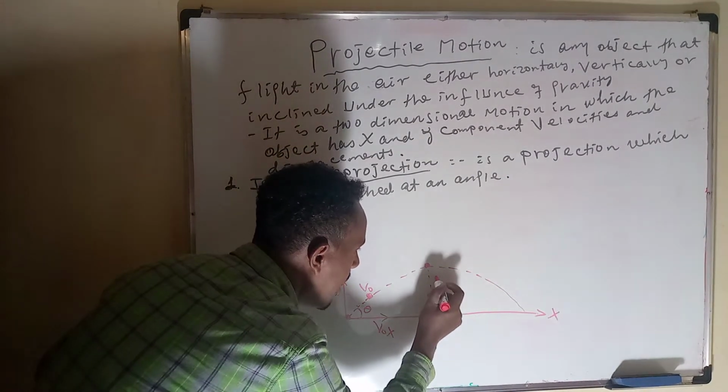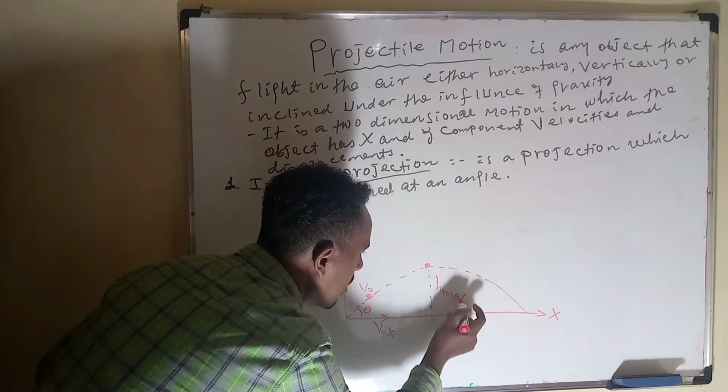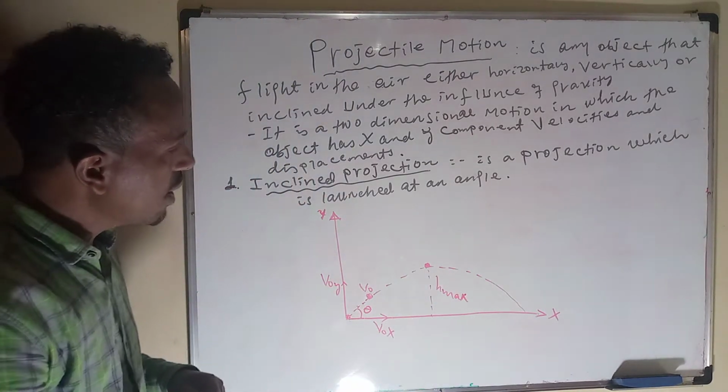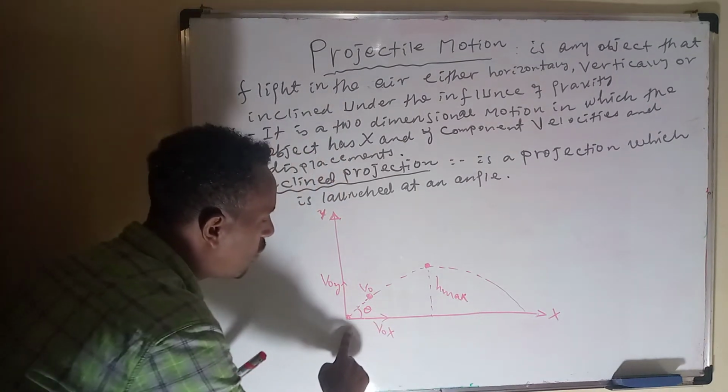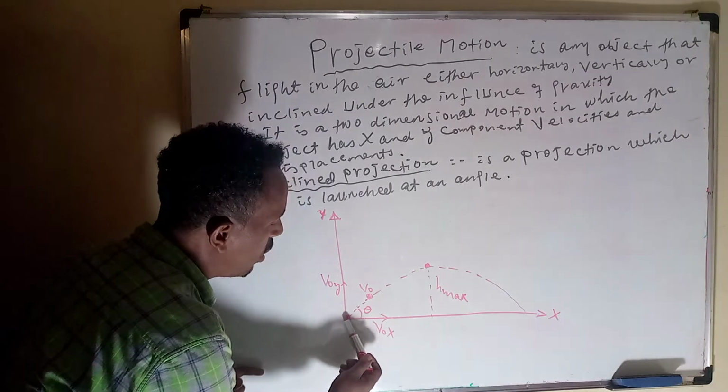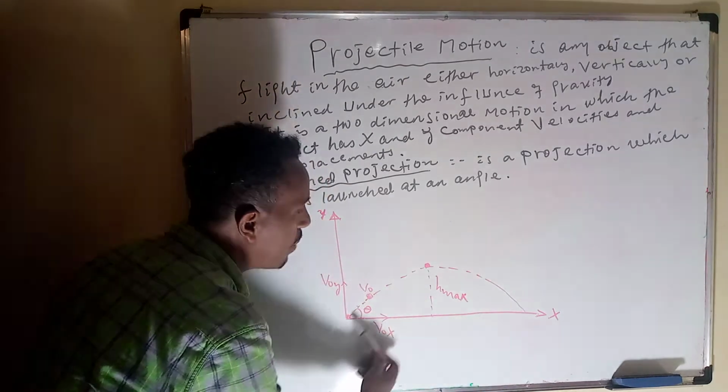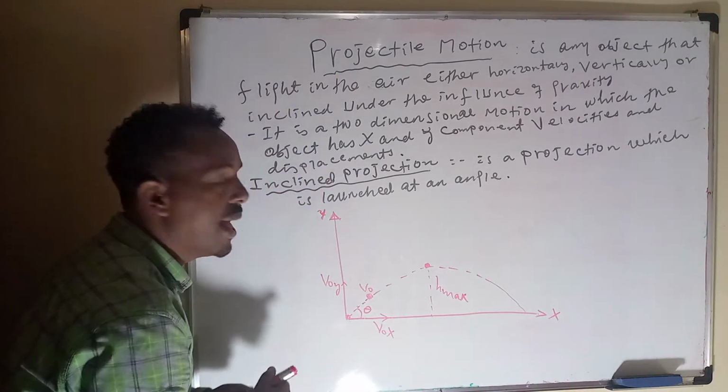Maximum height, h max. Maximum height. Then the ball is returned back to the ground. So the horizontal distance covered by the projected body is said to be range.